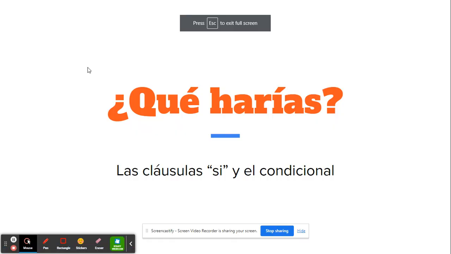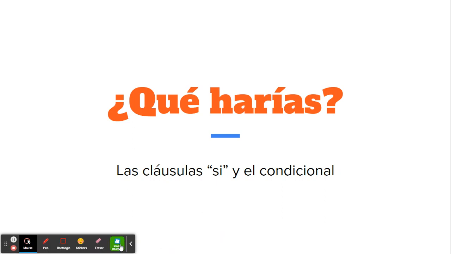Okay, so today we're going to get a little more information going about how we use el condicional, which you've been working with, talk about what we would do, what you would do, what I would do, what the class would do, etc. And we're going to talk a little bit more about hypothetical situations, like if-then type situations, because it really is one of the most common ways in which we use el condicional.